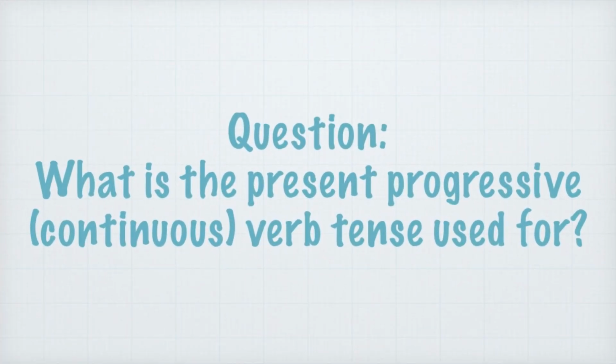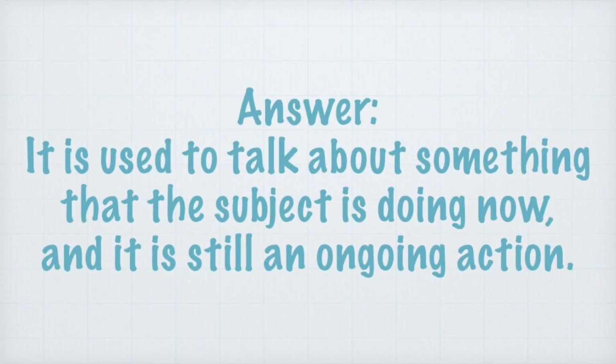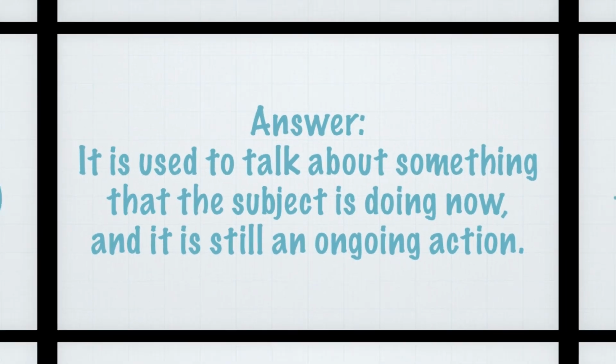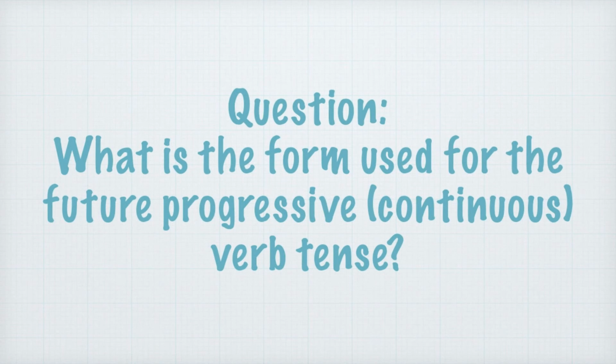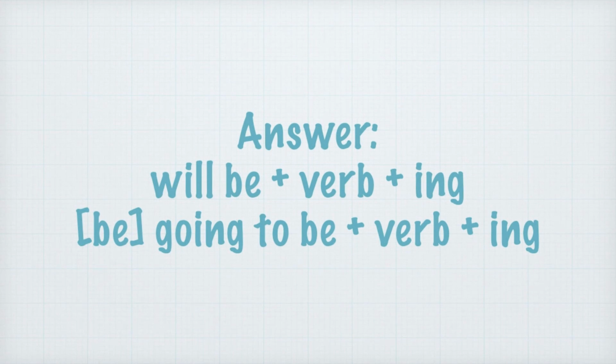What is the present progressive continuous verb tense used for? It is used to talk about something that the subject is doing now, and it is still an ongoing action. What is the form used for the future progressive or continuous verb tense? Will be plus verb ing, be going to plus verb ing.